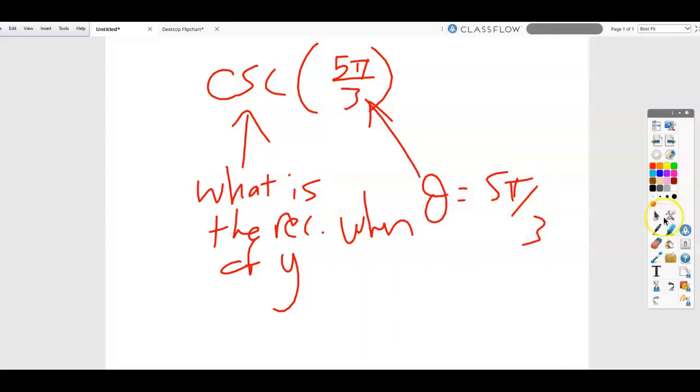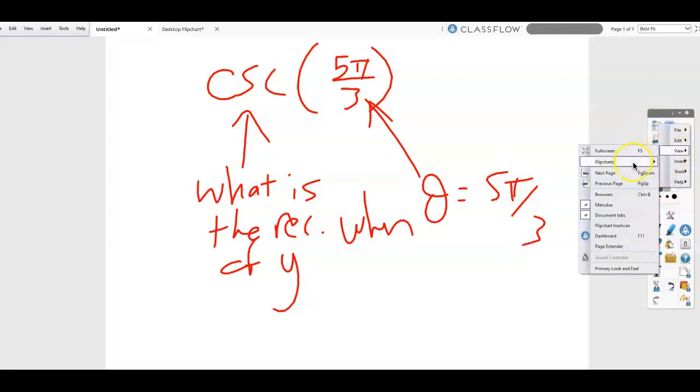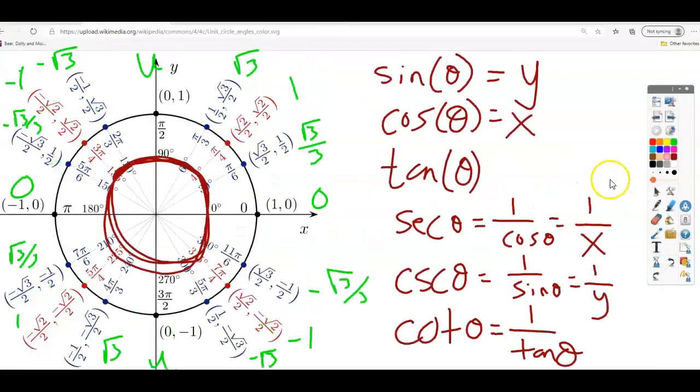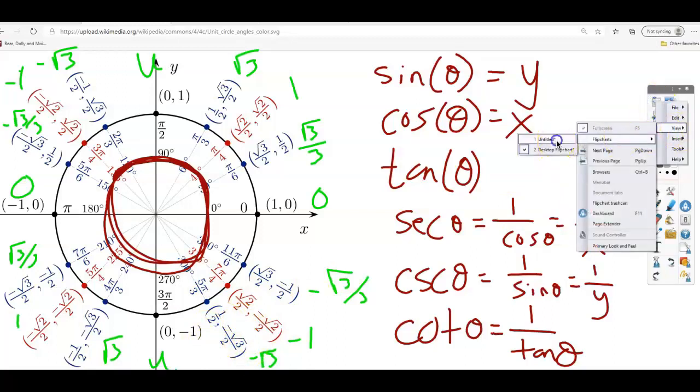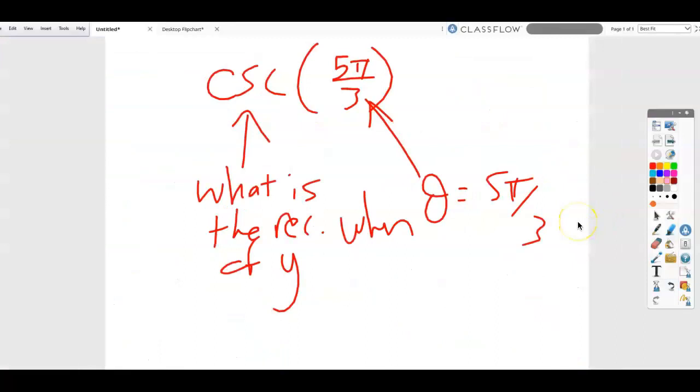So let's go ahead and take a look at our circle again here. So 5 pi over 3 is right here. And here's my y value. Now I want the reciprocal of that. So what this will be then is negative 2 over radical 3. That's the reciprocal of the y value.